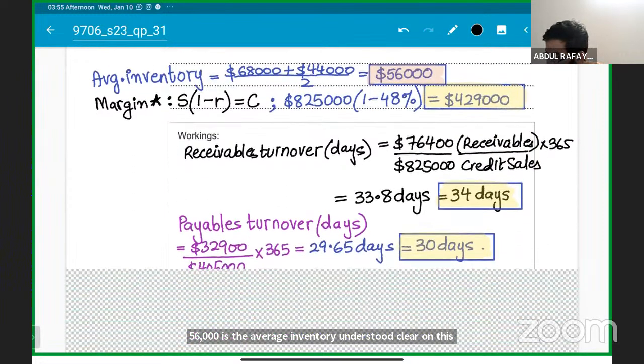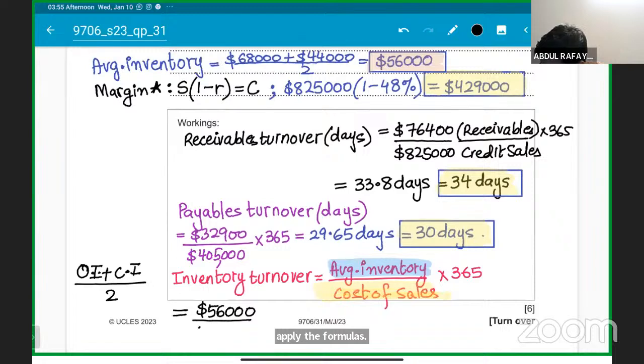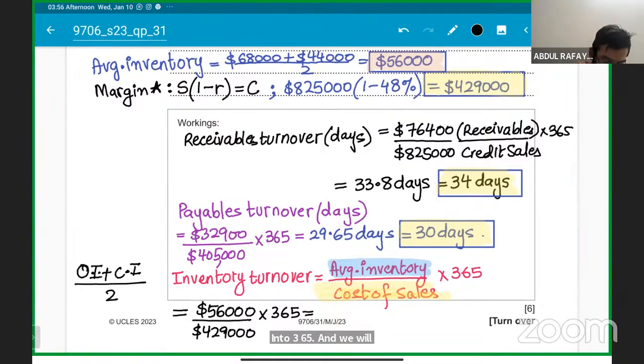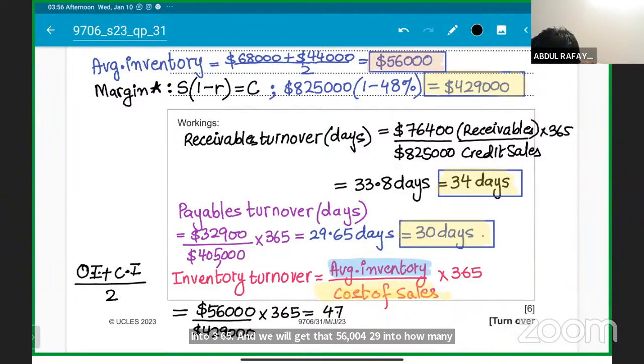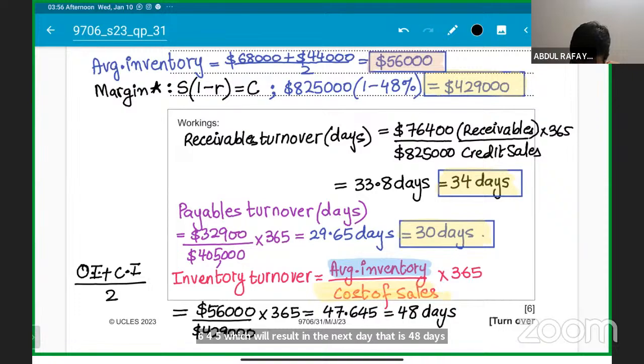Now, once we got this, we'll apply the formula, sir. So average inventory is $56,000 divided by cost of sales as $429,000 into 365. And we will get that 56,429 into how many days? We are getting it as 47 point something, 65645, which will result in the next day, that is 48 days. Okay, everyone got this clear?